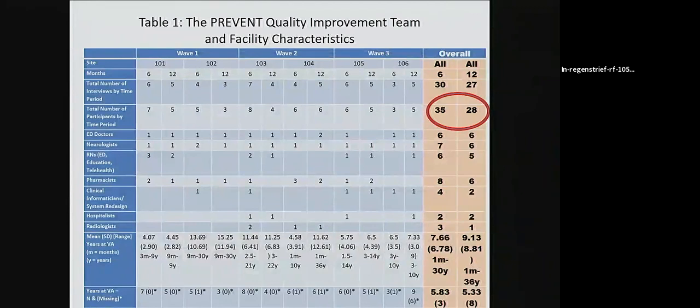Okay, just to show you the variety, it's a multidisciplinary team across the 6 sites. Of course, neurologists are available, but also pharmacists had a key role in supporting the teams, as well as some clinical informaticists, like we called them CACs at our place, as well as system redesign folks.